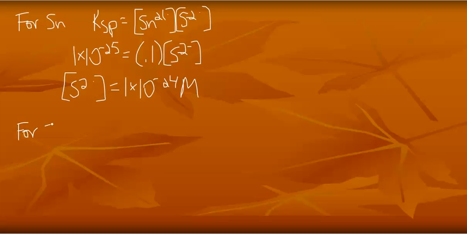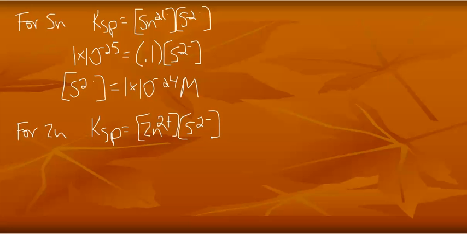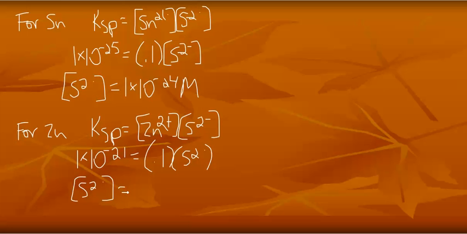We're going to do the same thing for zinc. Ksp for the zinc is equal to Zn times sulfide. Ksp for the zinc sulfide is 1 times 10 to the negative 21st. Concentration of zinc ions is 0.1. And so that will allow us to solve for sulfide ion concentration for the zinc solution, which comes out to a value of 1 times 10 to the negative 20th molar.